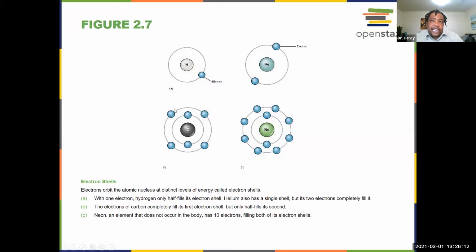These electrons in this outer shell are called your valence electrons. These electrons are available for reacting, these 4. This 1 electron for hydrogen is available for reacting, but it only needs 1 more electron to be like helium. So it's going to try to get that 1 electron to be like helium, and carbon is going to try to get those 4 electrons to be like neon.